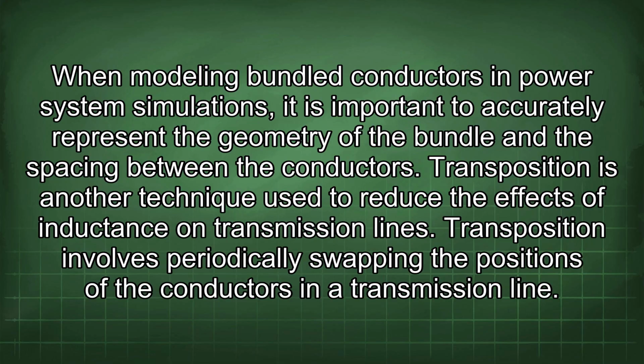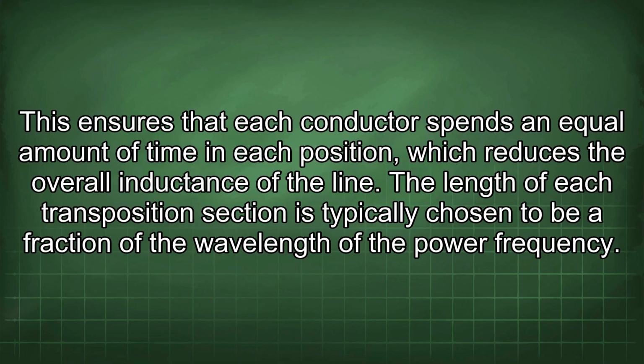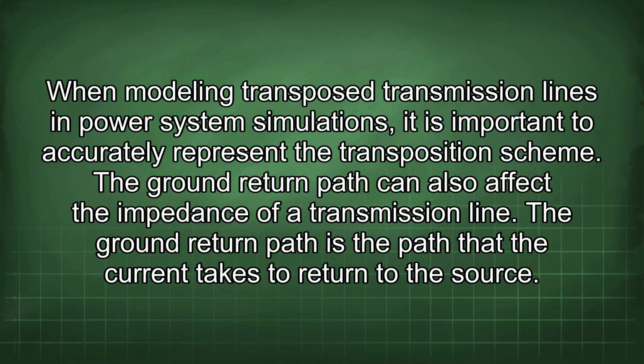Transposition is another technique used to reduce the effects of inductance on transmission lines. Transposition involves periodically swapping the positions of the conductors in a transmission line. This ensures that each conductor spends an equal amount of time in each position, which reduces the overall inductance of the line. The length of each transposition section is typically chosen to be a fraction of the wavelength of the power frequency. When modeling transposed transmission lines in power system simulations, it is important to accurately represent the transposition scheme.